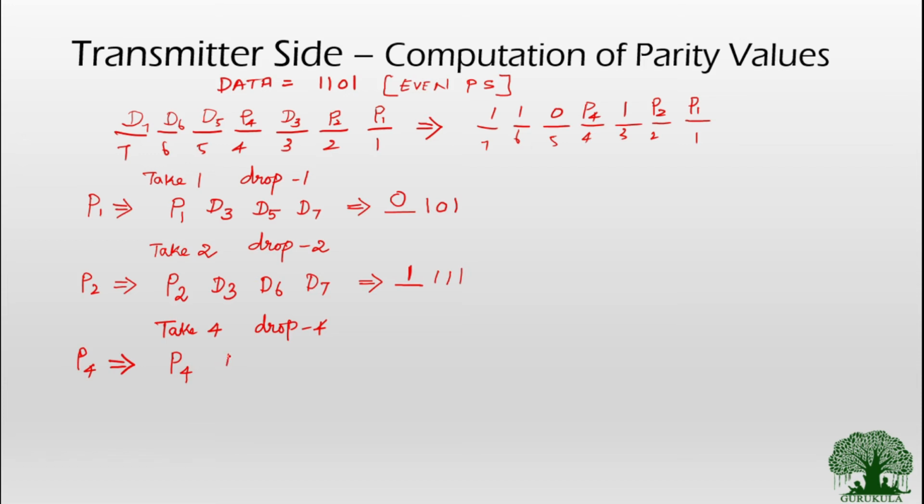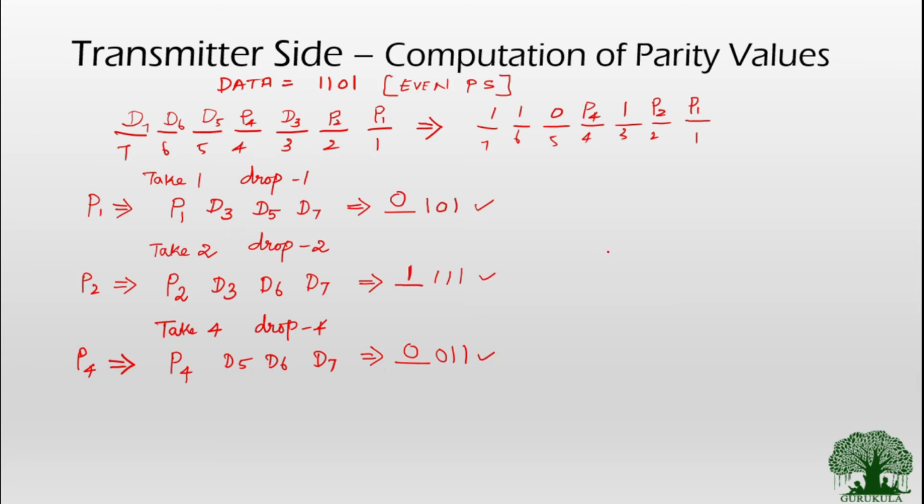So P4, D5, D6 and D7. These are all the 4 positions which I have to consider. There is nothing to leave after D7, so we need not consider that part. P4 is the value which I wanted to calculate, and D5 is 0, D6 is 1, D7 is also 1. So I have an even number of ones in the data bits, so the parity bit will take the value 0. Now I got the values of P1, P2 and P4.